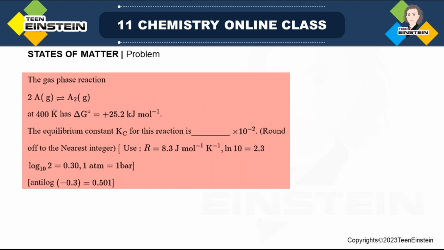Here we have a gas phase reaction, which is 2 moles of gaseous A. We are getting 1 mole of A2. And it is at 400 Kelvin. The del G naught value given is 25.2 kilojoule per mole. For this reaction, we have to find the equilibrium constant in terms of Kc in this format: something into 10 to the power minus 2, rounded off to nearest integer. And extra values are also given: ln 2.3, the R value, the universal gas constant, log 2, and 1 atm equal to 1 bar. Everything is there. Anti-log of 0.3 is also given.